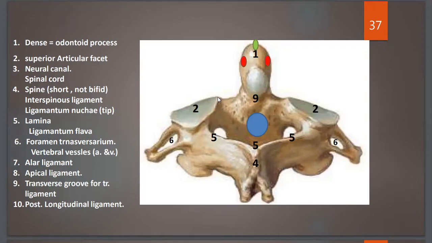This is second cervical vertebra, which is also called as axis. Now let me stop my PowerPoint and let me share my video to show you the bone. Now see, this is the second cervical vertebra, which is called as axis. So this projection is odontoid process. Tip is giving attachment to apical ligament, on either side alar ligaments.